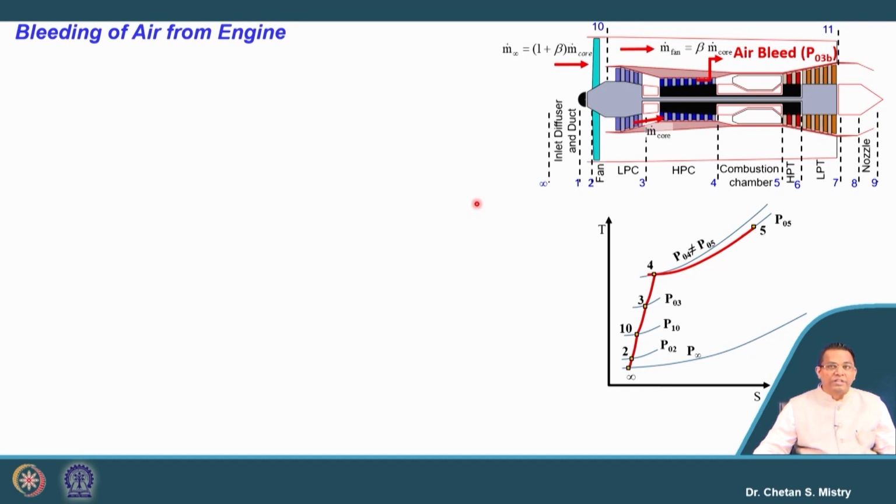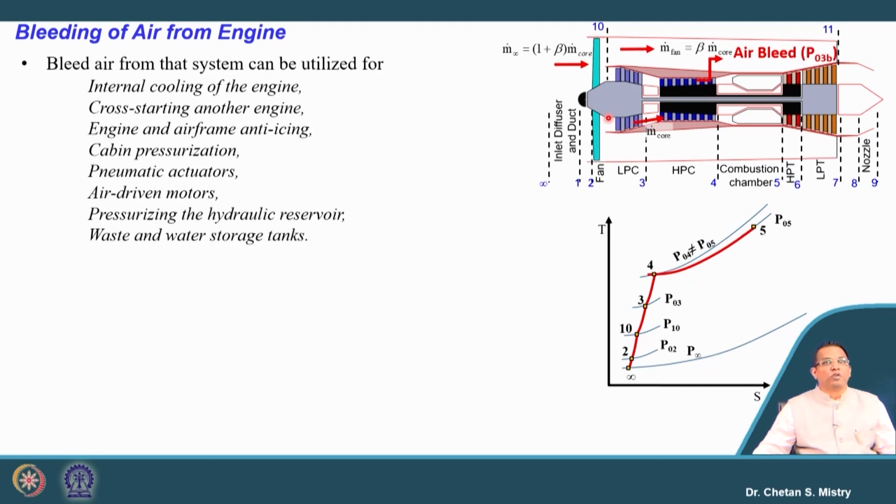So, most of the engines we are currently using for our commercial aircraft, even for fighter aircraft, have this bleeding, and that is very common. Some amount of air, maybe around 2% to 20%, will be bled from the HP compressor. In some engines, air may be bled from the LP compressor also. It depends on the kind of design the designer has done for the particular engine. So, let us see what the purpose of that is.